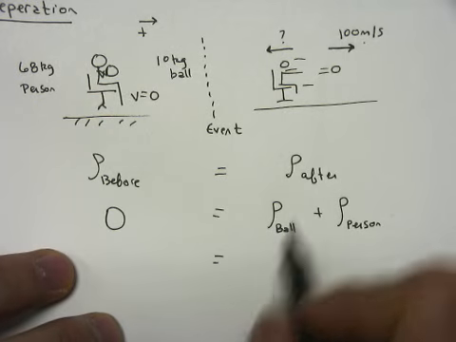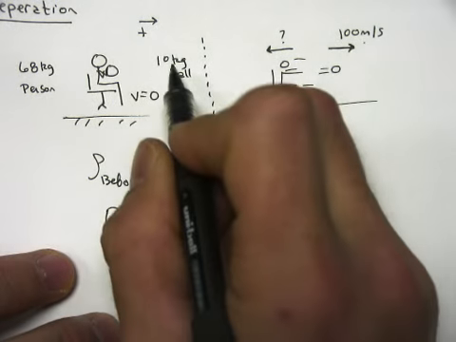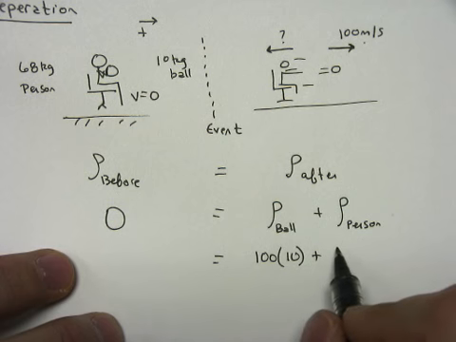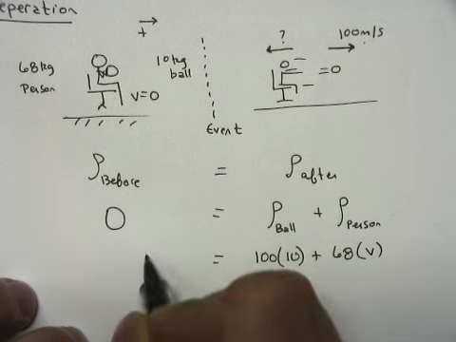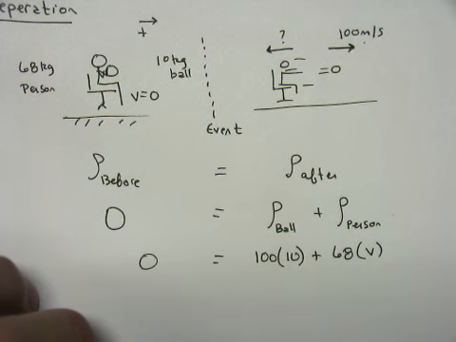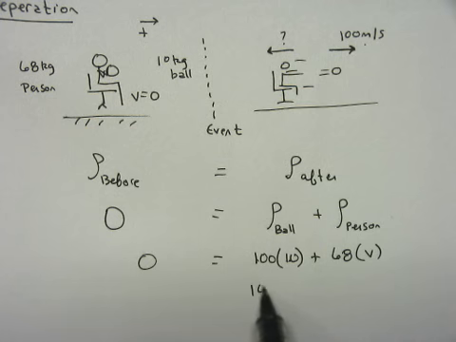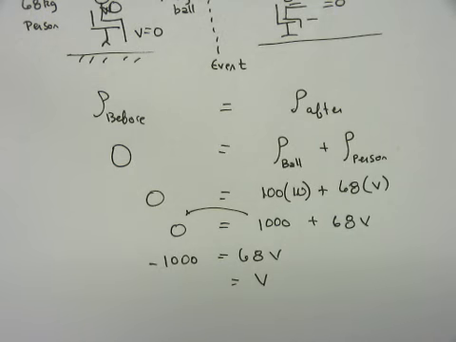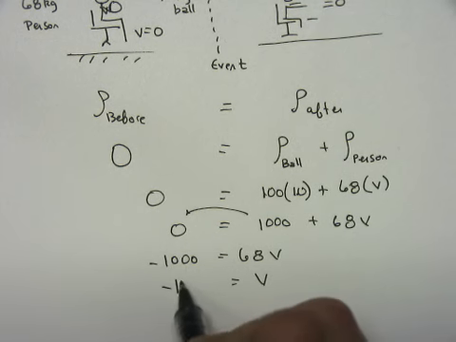My ball has a positive momentum. It's 100 times its mass, which is 10. And the momentum of the person is its mass times velocity, so mass of 68 times velocity v. And that's all going to be equal to 0. So you take 100 times 10, which is 1,000, plus 68v equals 0. When I bring that 1,000 over, I get negative 1,000 equals 68v. So when you solve this for v, you're going to end up with a negative number. I get negative 14.7.